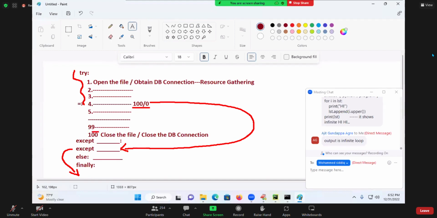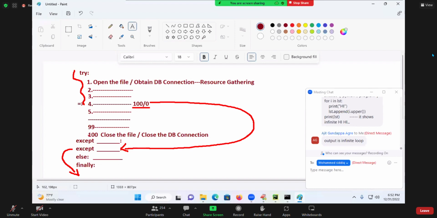No. In this situation, what is the problem facing here? Unable to close the resources. Unable to close the resources. Is it a drawback or not? Then how do you manage this? That is the first question.